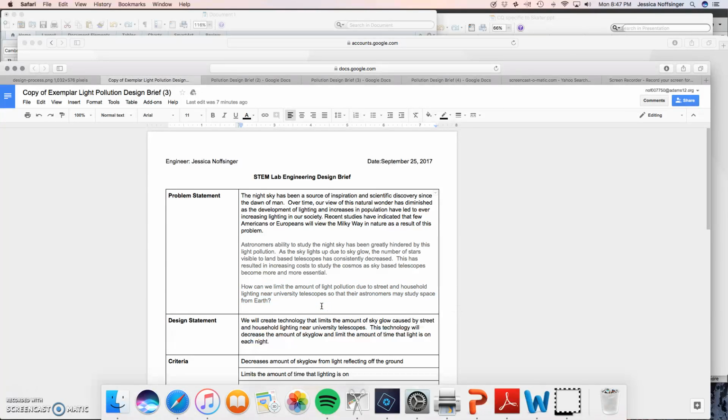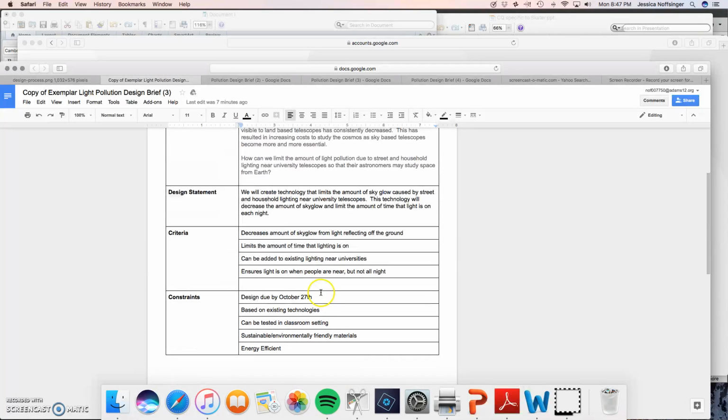After you look at the problem statement, you're going to then move into either the criteria and constraints next or the design statement. That's going to be up to you. The design statement is just a short summary, and I know you've been working on those in language arts, that tells me what I'm going to create, what I'm going to start brainstorming.